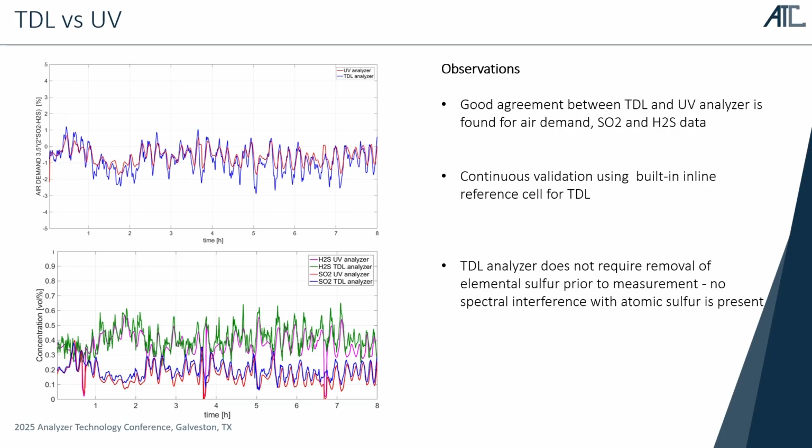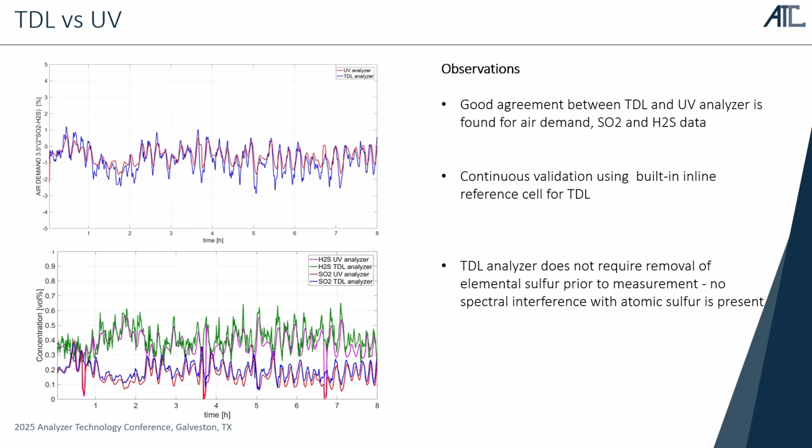Also, the UV analyzer SO2 is red and the TDL blue, and H2S is green for TDL and brown for UV analyzer. So you see that they go in the opposite direction, SO2 and H2S, so it means that you're measuring correctly. And then they also follow very closely, so TDL follows the UV analyzer very closely.